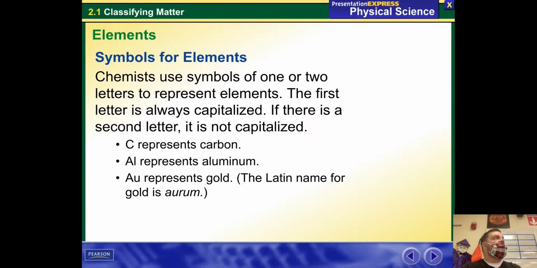Now, some of these have Latin names, and so gold, you might think, well, why isn't gold Go? Well, in science, we like to use Latin words, and so the Au represents the Latin name for gold. Okay, it's the first 2 letters for the Latin name for gold.